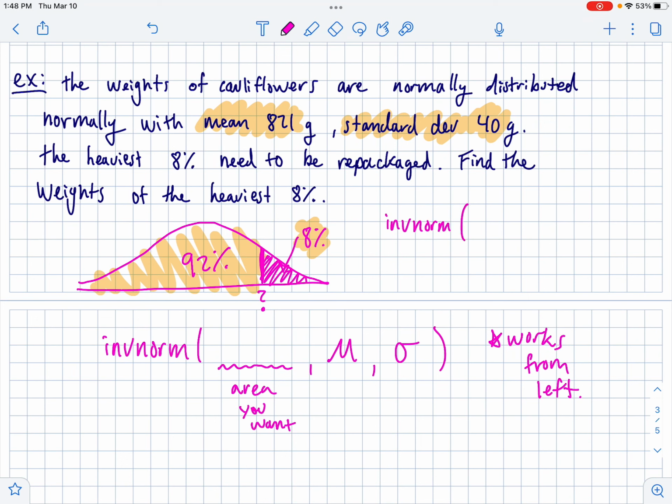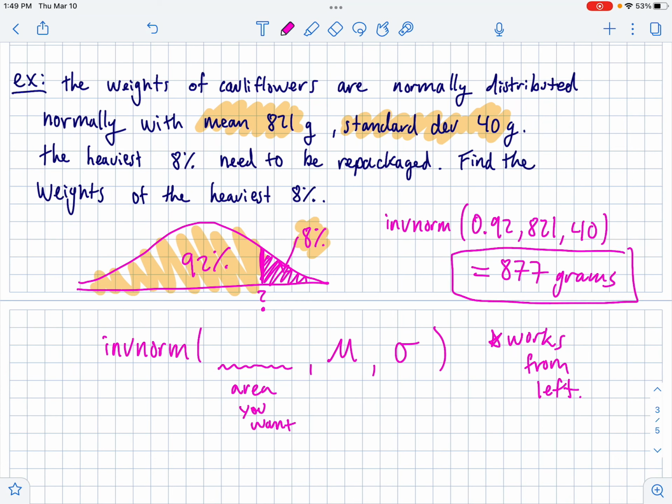So we are going to do invnorm 0.92. The average is 821, and the standard deviation is 40. And I believe this is 877 with some change. Yeah. So rounded to the nearest gram, 877 grams. So the top 8% of the cauliflowers are 877 or more grams.